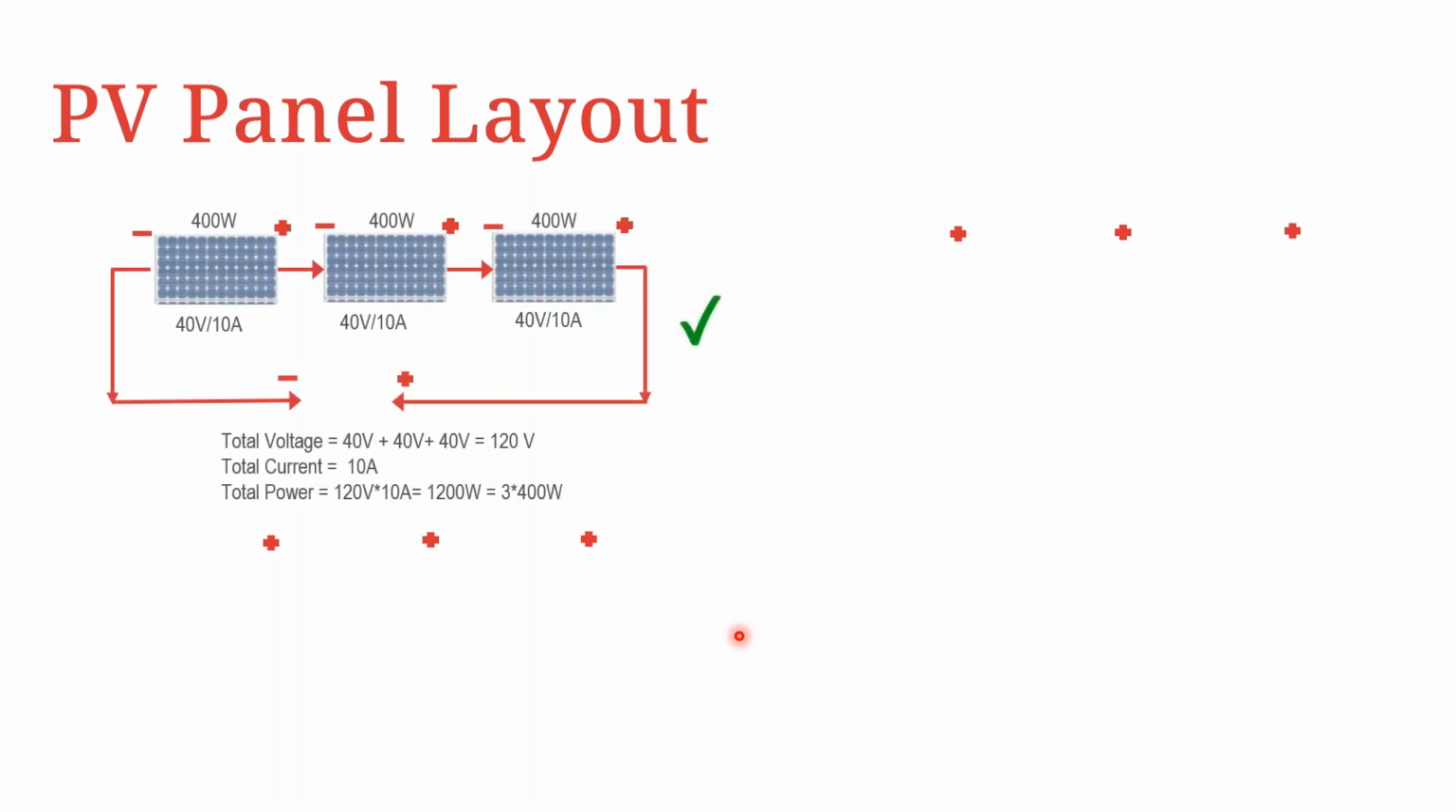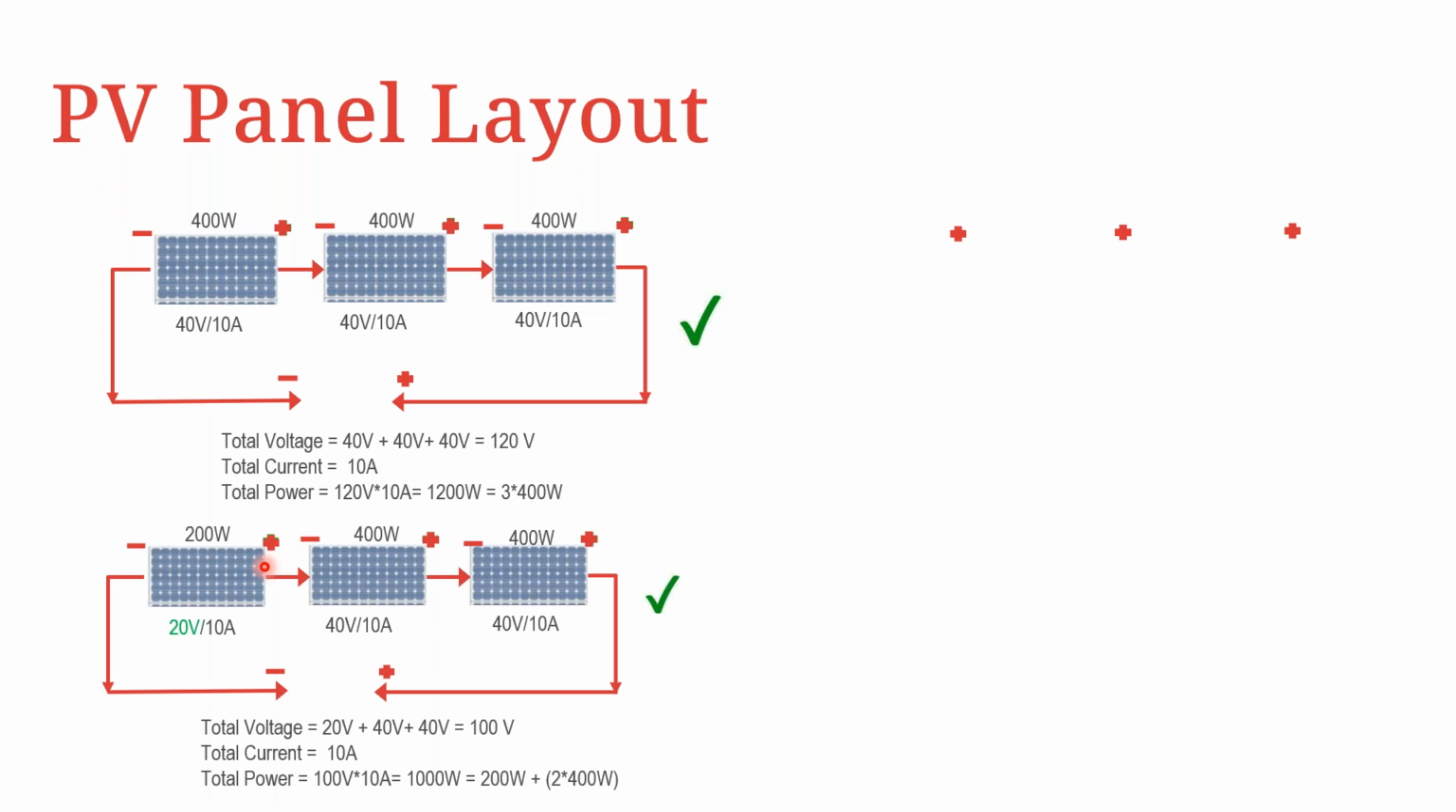So this is just a demonstration on the PV panel layout. Here, for example, we've got 3 400-watt solar modules with a 40-volt VOC and a 10-amp current rating. So the total open circuit voltage is 40 plus 40 plus 40, which is 120 volts, and the total current is 10 amps across the 3 panels. This gives us a total power of 120 volts times 10 amps, which is 1,200 watts, which equals 3 times the 400-watt modules.